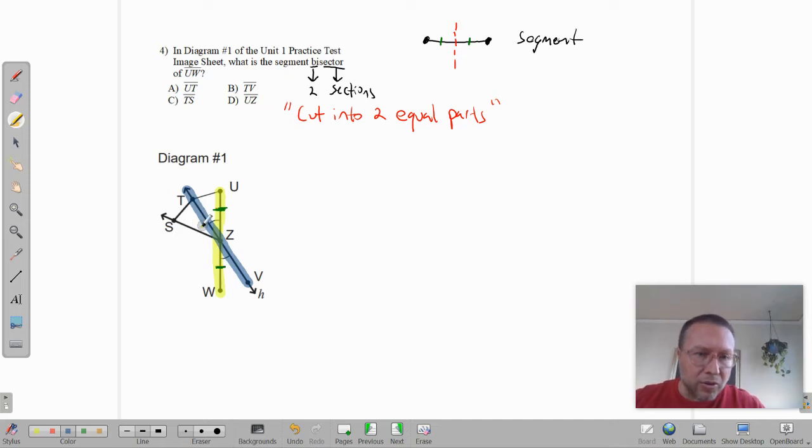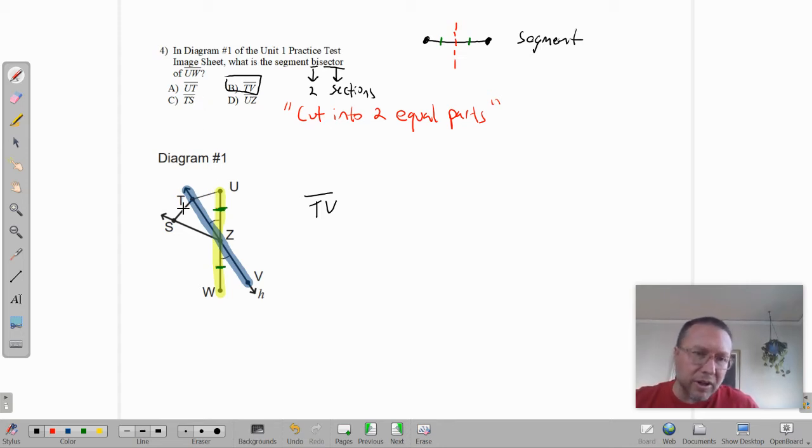Well, I can go through the options here. It looks like it would be T, and I'm just going to go from the one end to the other. So it looks like that would be TV. And I feel pretty good that that's the answer, but it's always good to double check and make sure why the other ones were wrong. UT, well, UT is over here. That doesn't cut it in half.